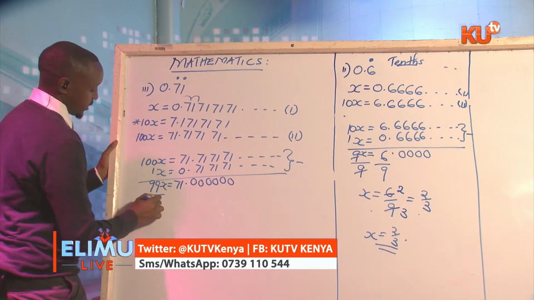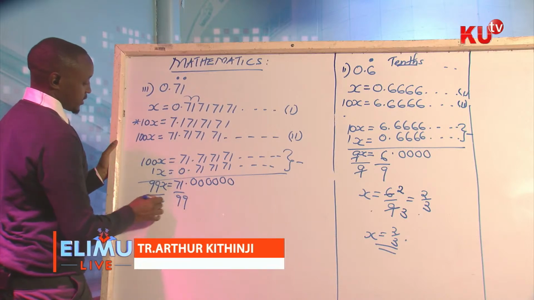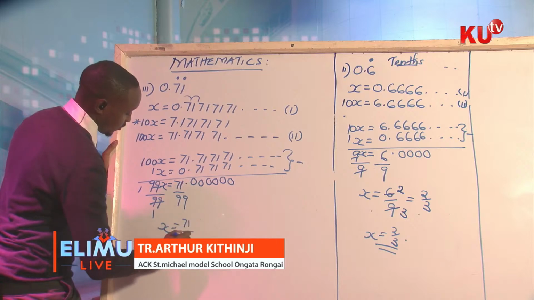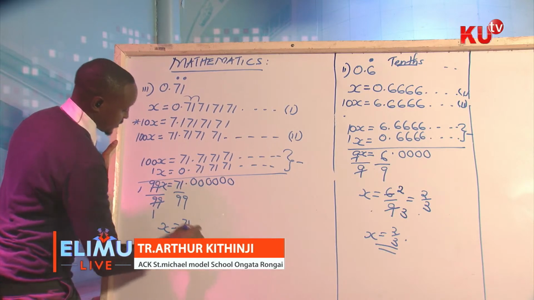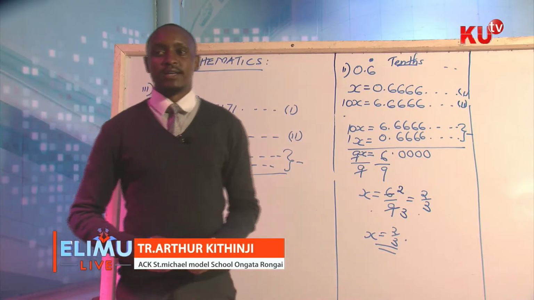Then divide both sides by 99, so that 99 cancels to get x as 71 all over 99. So this is the fraction version of 0.71, where 71 is recurring.